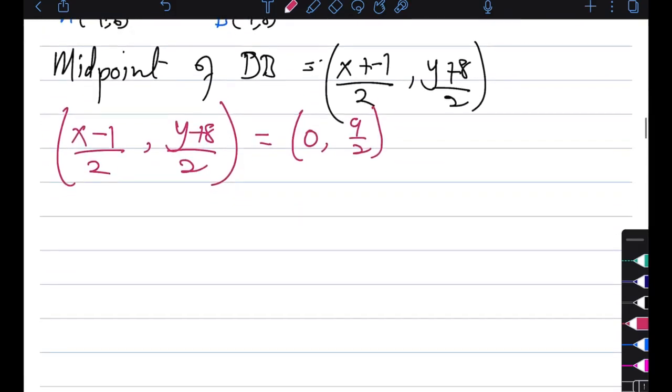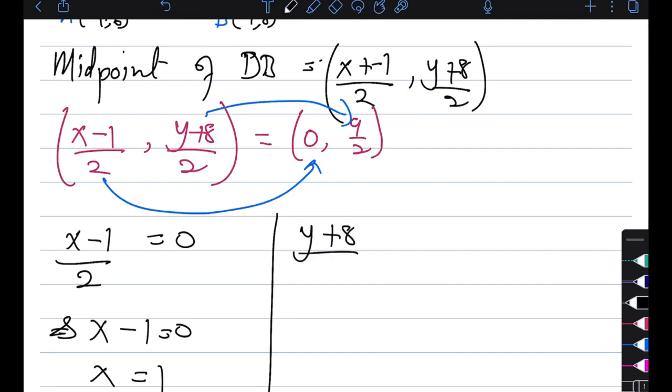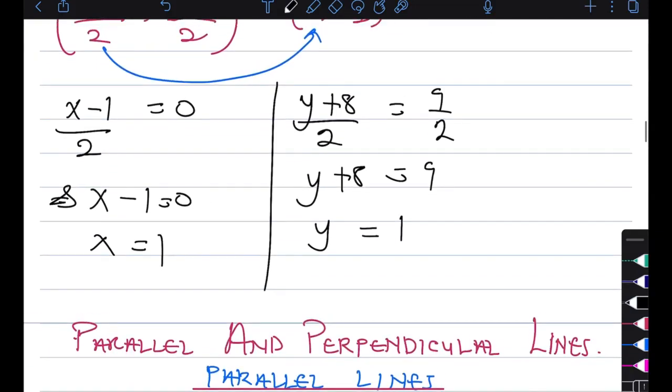Now, what this means is that the corresponding x values are the same, and the corresponding y values are also the same. So let's start with the x values. x minus 1 over 2 should be equal to the x value over there, which is 0, giving you x minus 1 equals 0, so x equals 1. Let's work on the y. y plus 8 over 2 is equal to 9 over 2. So y plus 8 is equal to 9, so y is equal to 1. Therefore, the coordinates of D will be 1, 1.